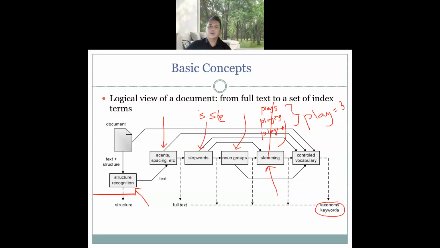Once we have finalized all the vocabulary, we will put them in here. Once we get the taxonomy of keywords, we will have all the terms, term 1 up to term X here, and then this is your document. So this is the term document matrix.